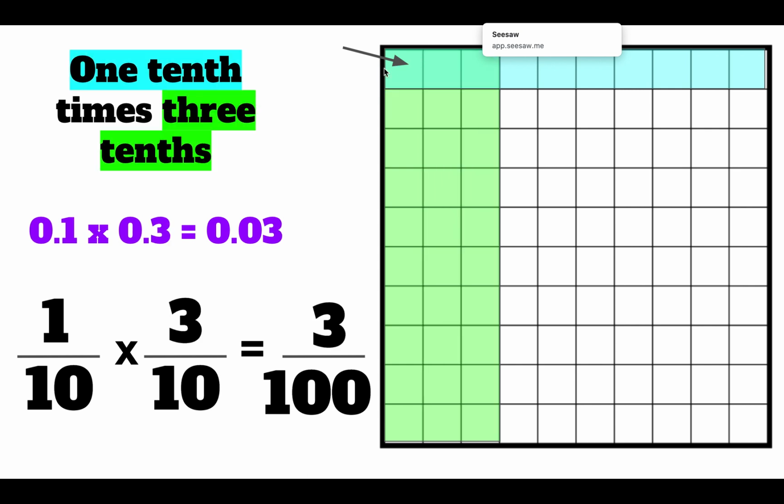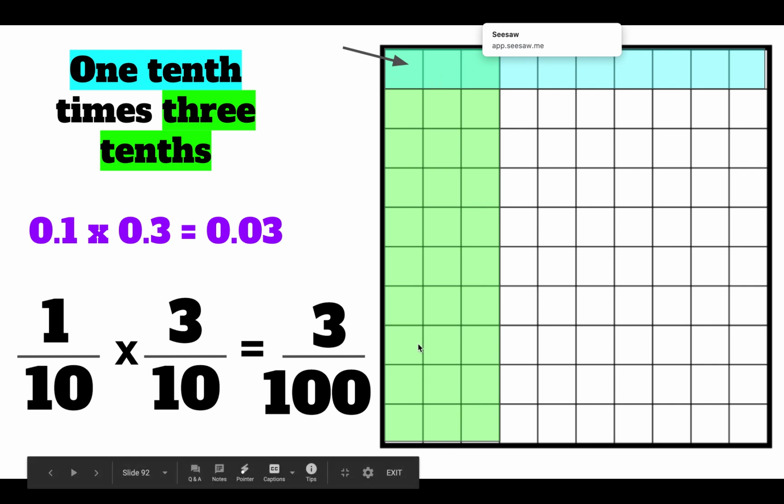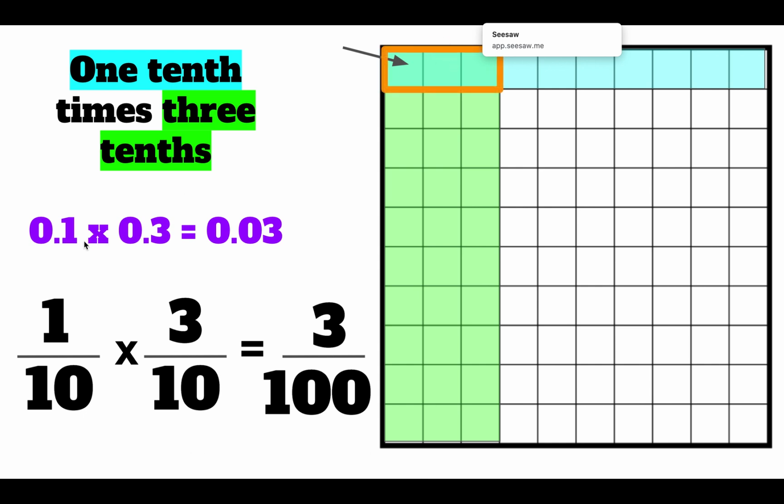This example shows 1/10 going up and 1, 2, 3/10 going sideways. It's 3 of those sticks, and they overlap in this area, which is 3/100ths. So I could again write a decimal equation or a fraction equation.